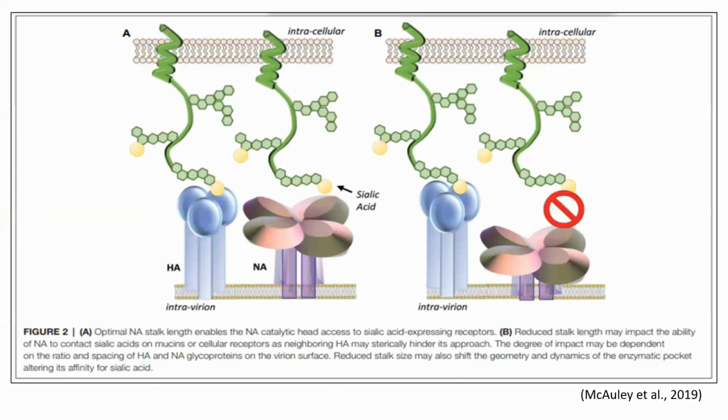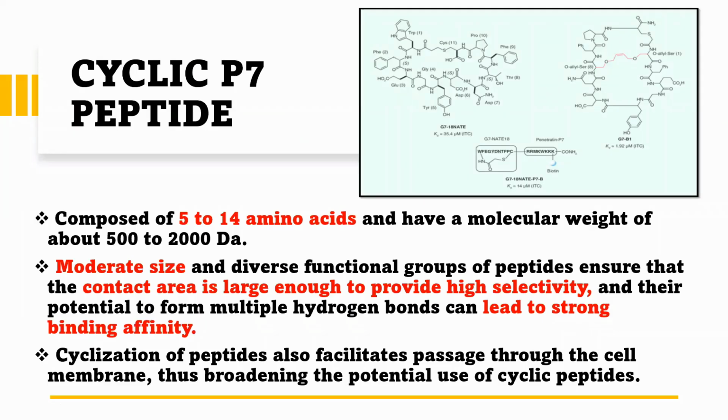This figure shows, in part A, the optimal NA stalk length enables the NA catalytic head access to the sialic acid expressing receptor, while the figure in B shows that the reduced stalk length may impact the ability of the NA to contact sialic acid on the cellular receptor, as the neighboring HA may sterically hinder the shorter neuraminidase catalytic domain from gaining access to the sialic acid. So that is done with the neuraminidase protein.